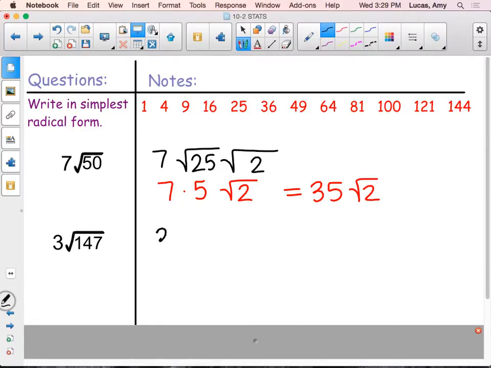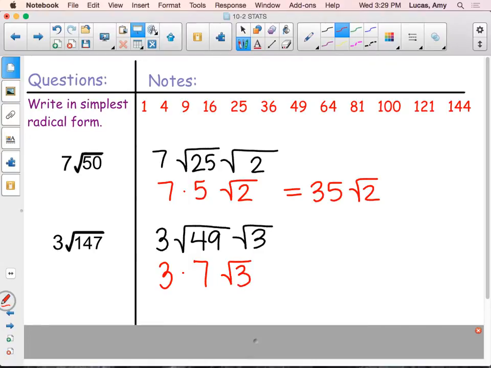And my next one, 147 is 49 times 3. So now I have 3 times the square root of 49, which is 7, times the square root of 3. 3 times 7 is 21. So 21 times the square root of 3.